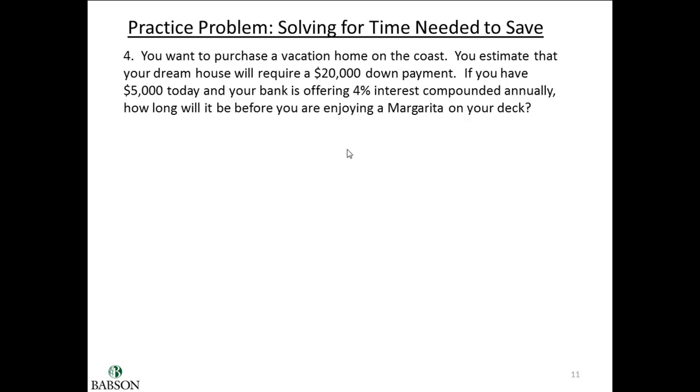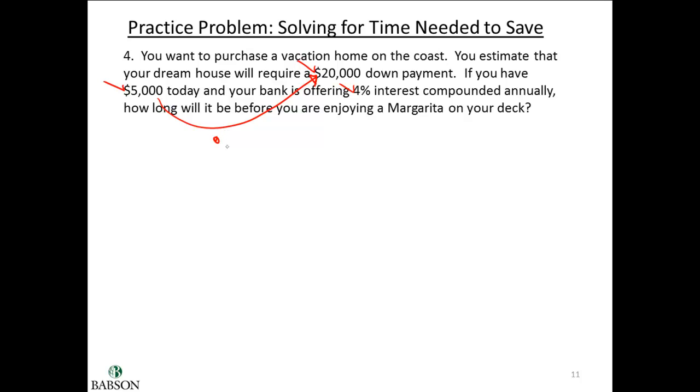Next one, you have a sum of money, you have a goal, you know the interest rate that you're going to earn, and you want to find out how long it's going to take for you to achieve that goal. So in this case, we're going to need $20,000 for a down payment. You currently have $5,000 in an account that's earning 4%. How long will it take for that $5,000 to grow to $20,000?